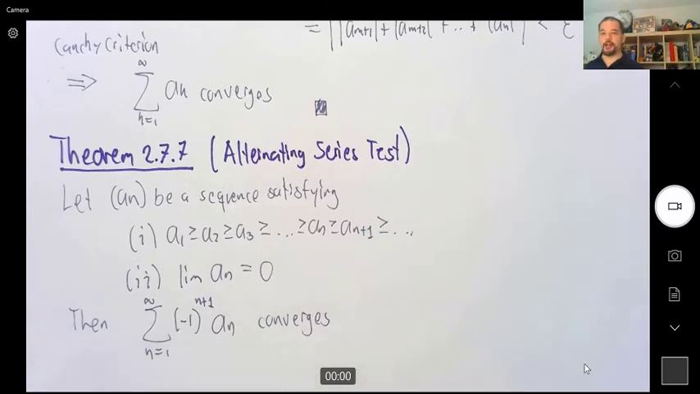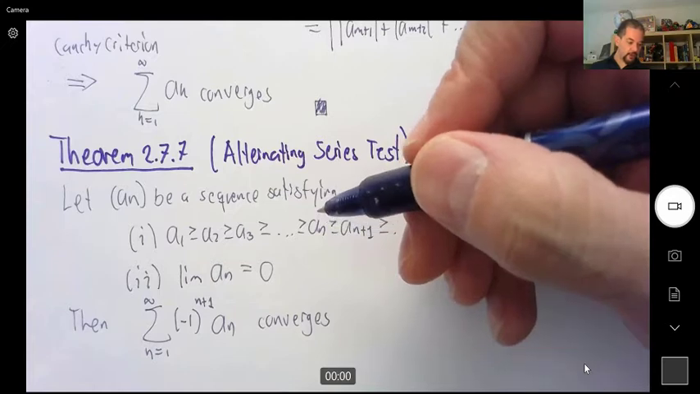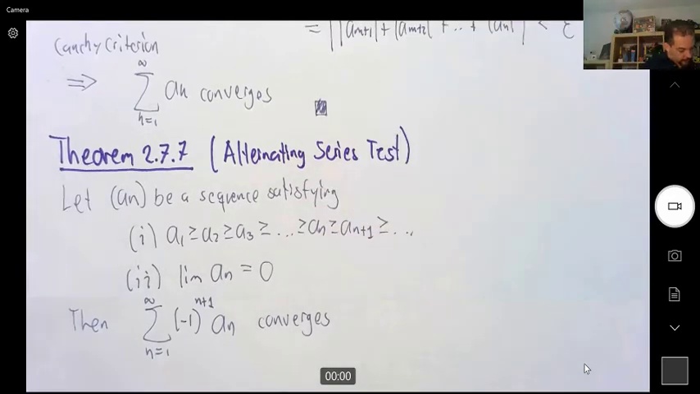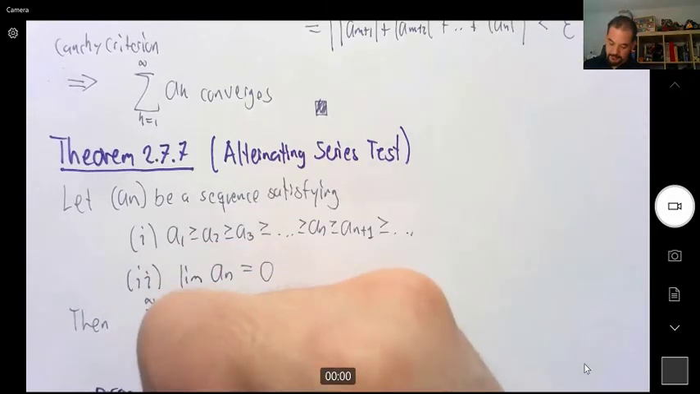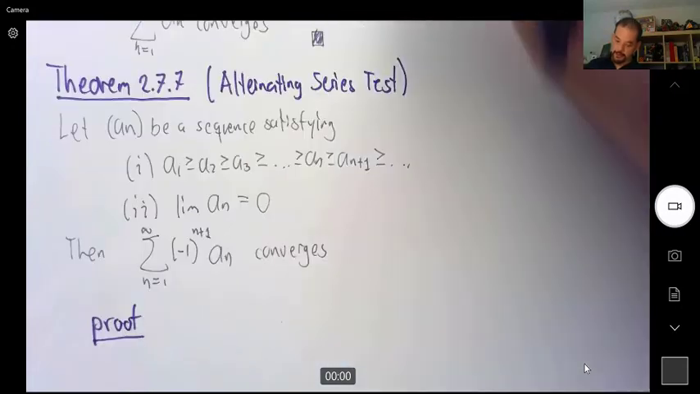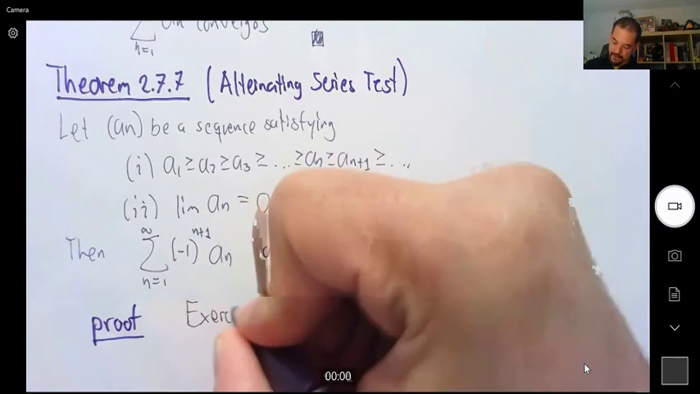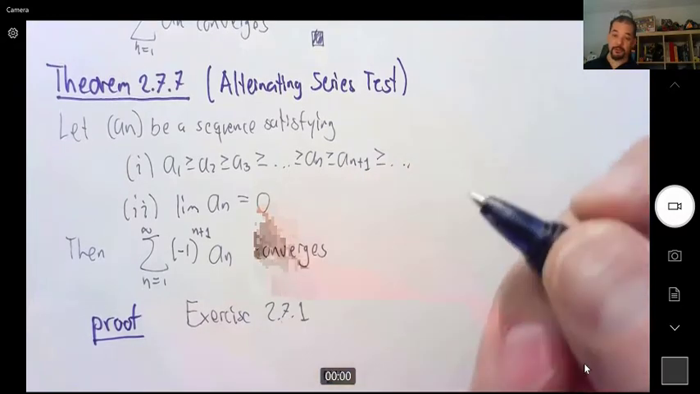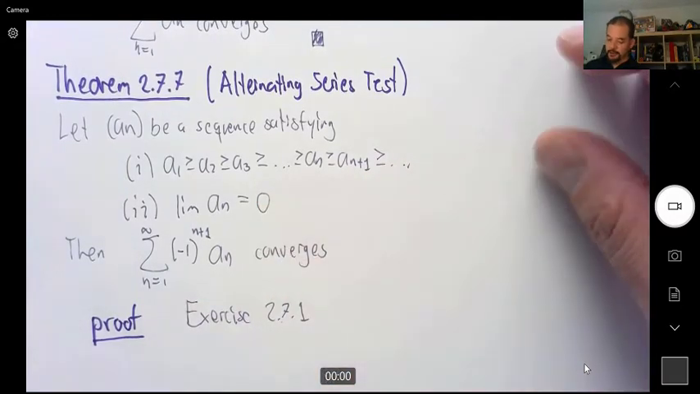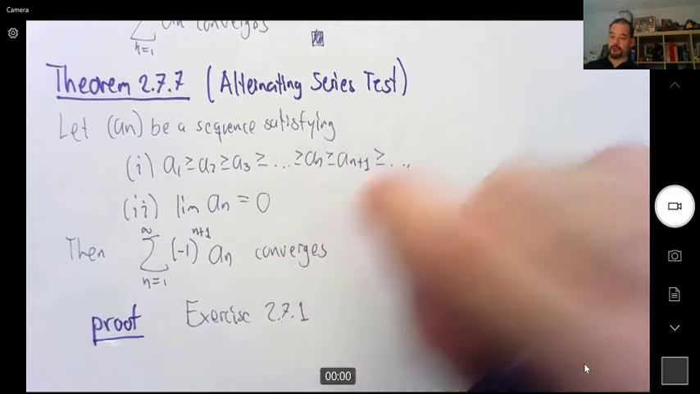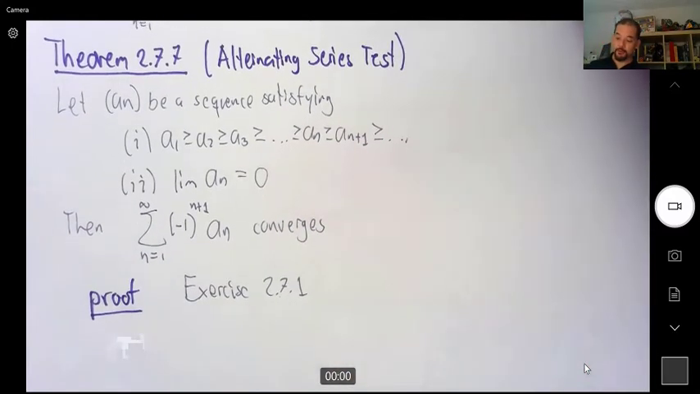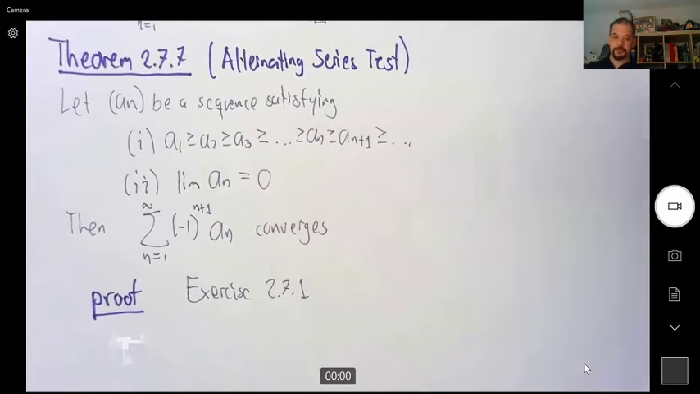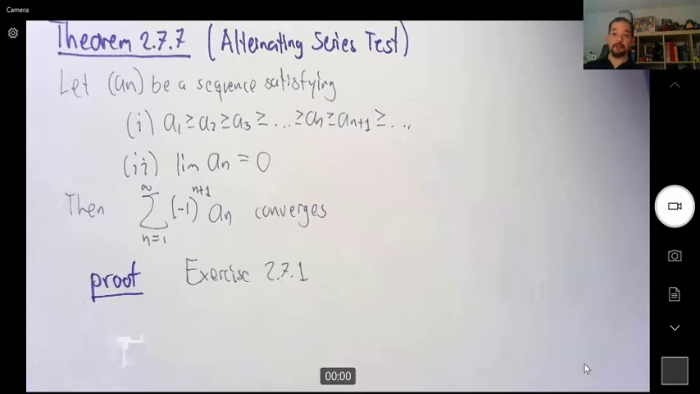And there's lots of ways of proving this one. I think exercise 2.7.1 actually outlines 3 different ways of proving this result. So the proof is exercise 2.7.1, and actually any one of the 3 parts will give you a proof. But from this one, we can already give an example of why the previous one, the absolute convergence test, is not an if and only if statement.